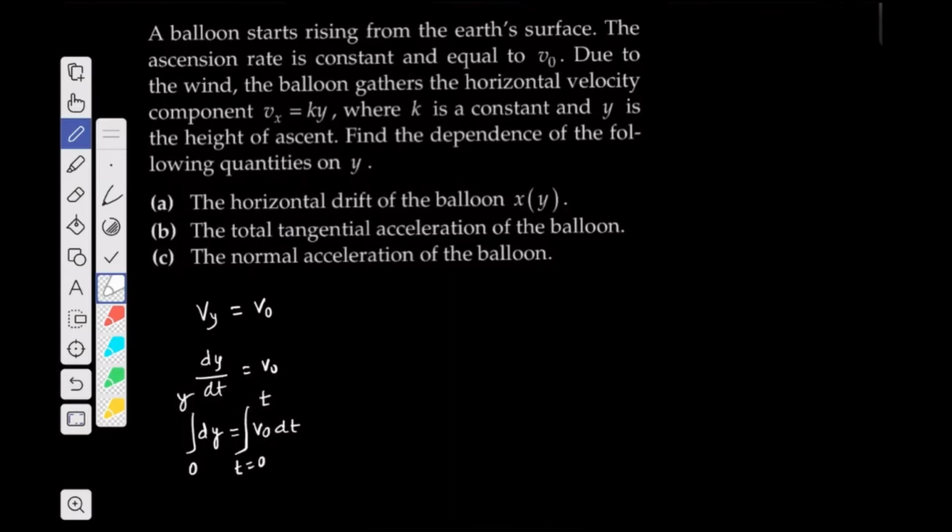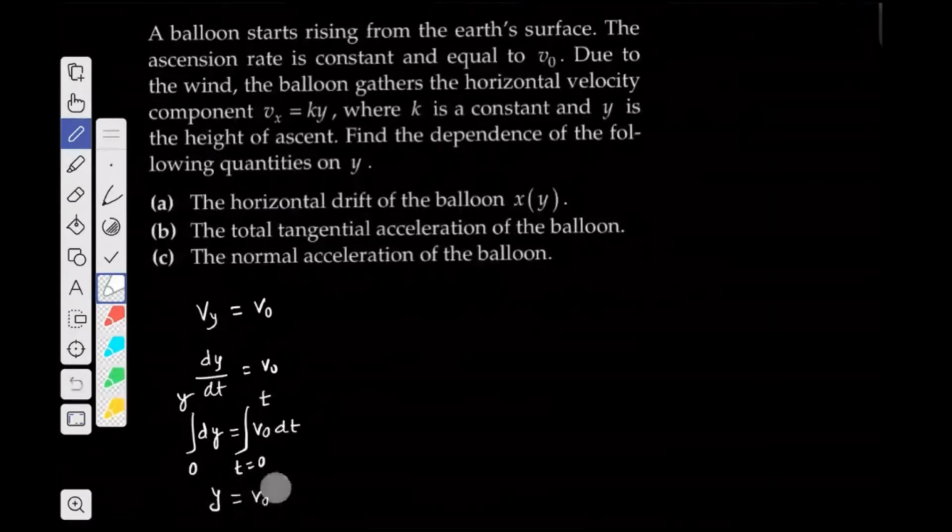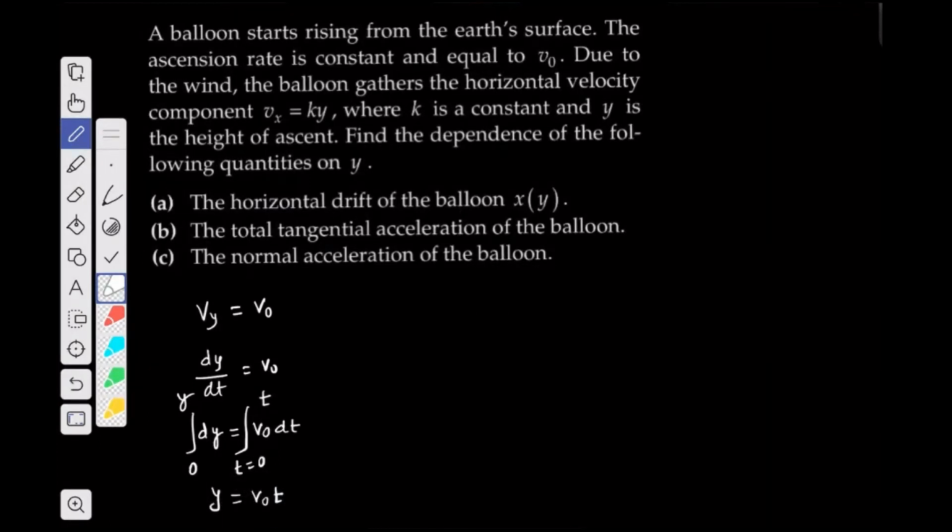V naught is constant, so we can take it outside the integral. Y will become equal to v naught into t. Simple or not?